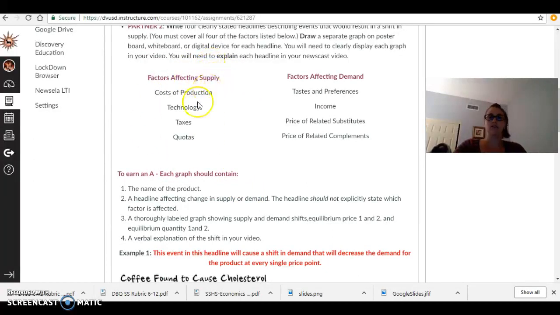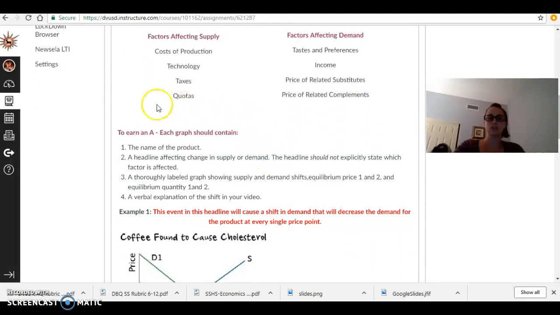The factors that affect supply are costs of production, technology, taxes, and quotas. Factors that affect demand are tastes and preferences, income, price of related substitutes, and price of related complements, so prices of things that go along with it, right?